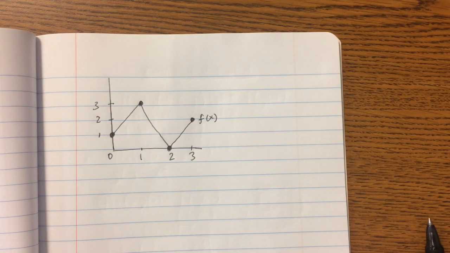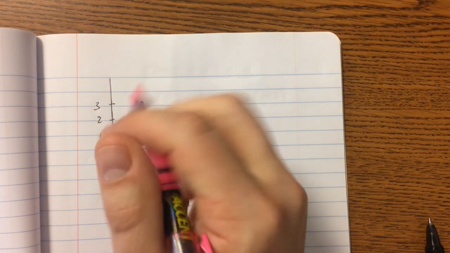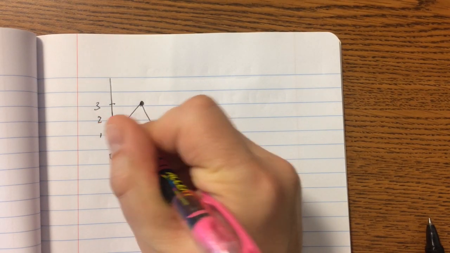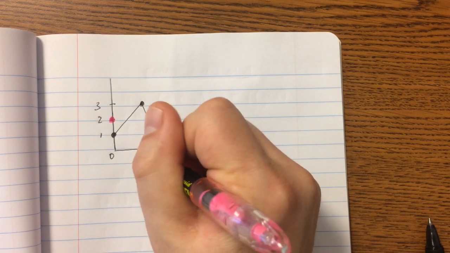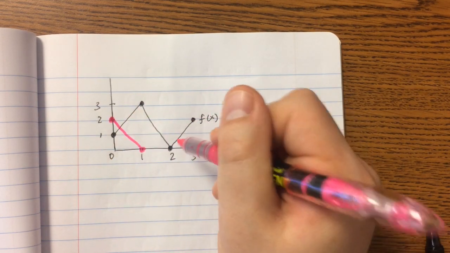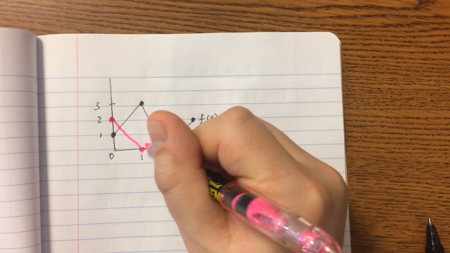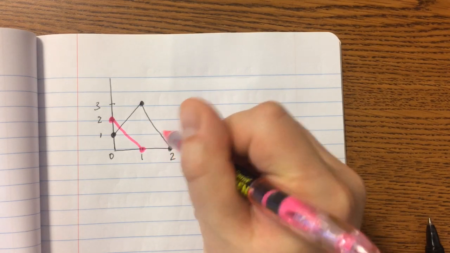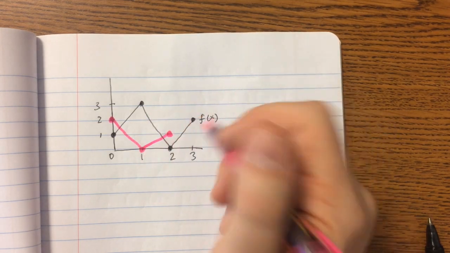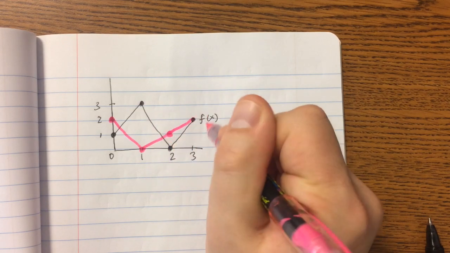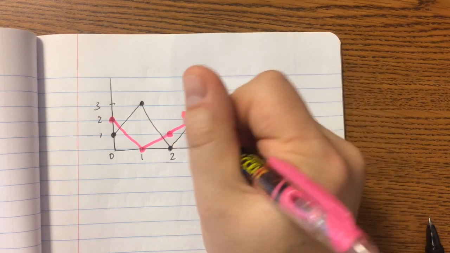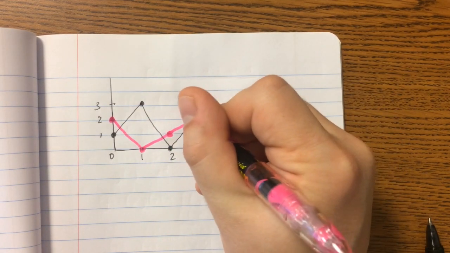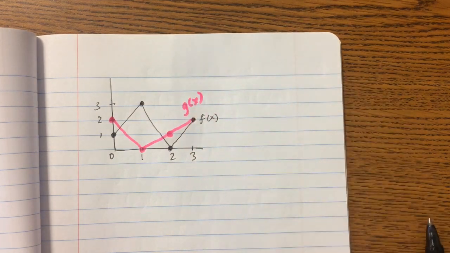Then we'll create another function on here. Let's say it starts at (0, 2), goes down to (1, 0), goes back up to (2, 1). And then let's just say it ends off up in the same place at (3, 2). So we'll call this pink graph g of x.